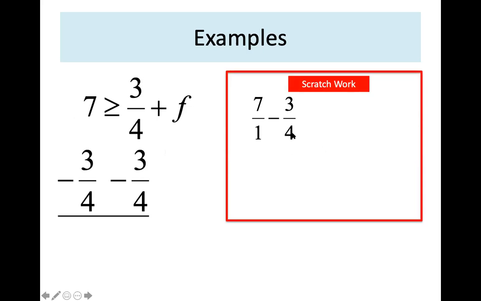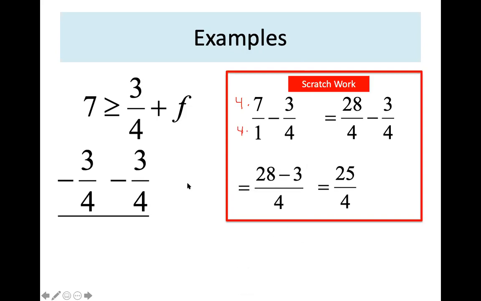Well, 3/4 already has a 4, so I'm just messing around with this first fraction. I turn a 1 into a 4 by multiplying top and bottom by 4. So that's where I got this, 28/4. For those who need to see what I did there, in red, I just multiplied the top and bottom by 4 and made an equivalent fraction. 4 times 7 is 28. 4 times 1 is 4. Okay? So 28 minus 3 is 25, so we get 25/4.